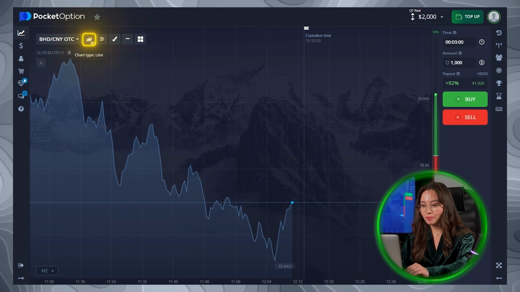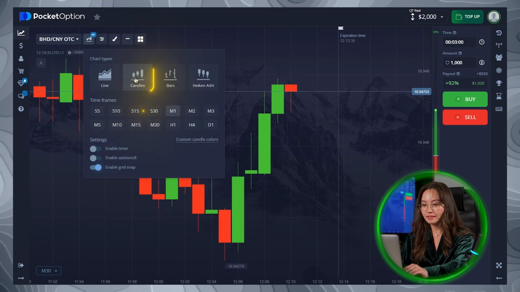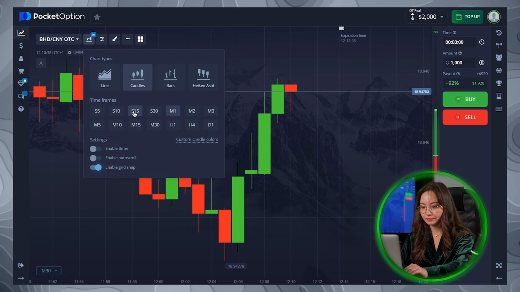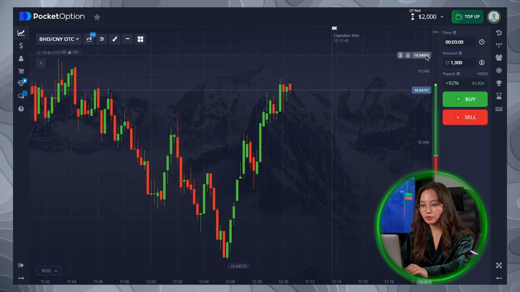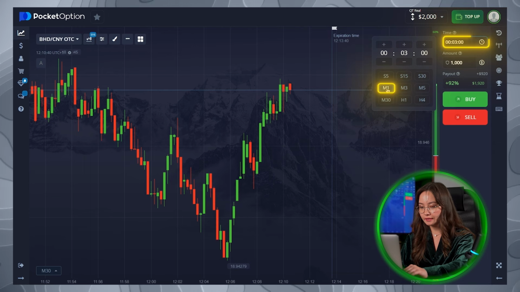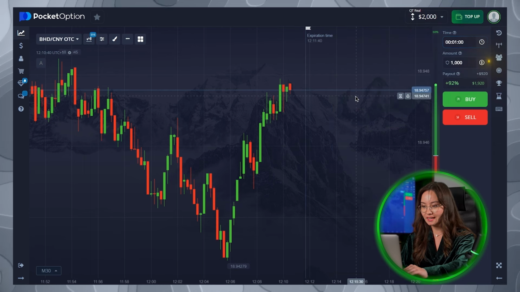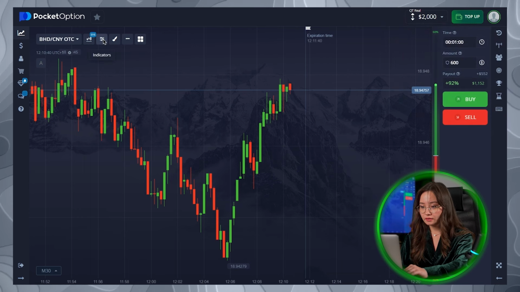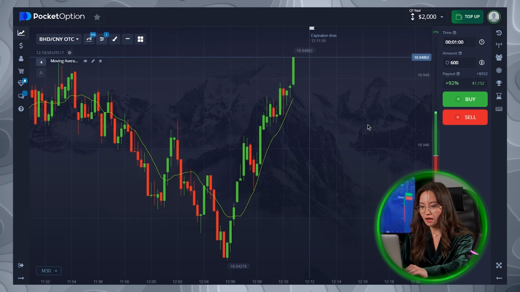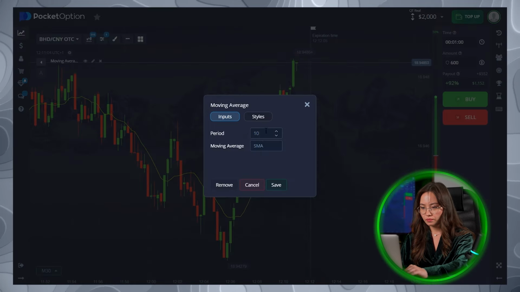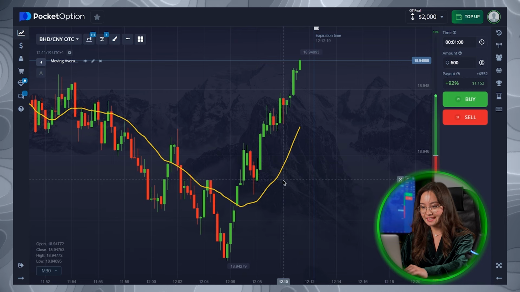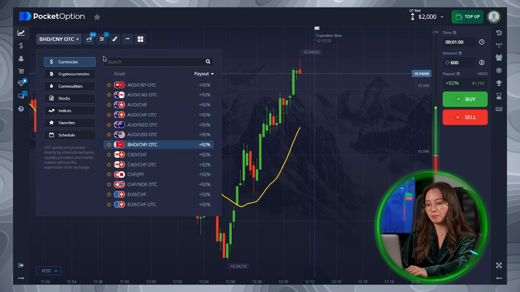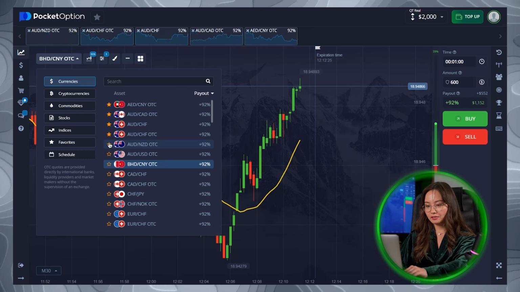Alright, let's start by switching to candles and setting it as 15. After that, I'll set it to a 1 minute time frame and my amount will be $600. Next, we add one indicator, moving average with the settings period 20 and style yellow. Perfect. Let's save it, add a couple of currency pairs, and then begin trading.